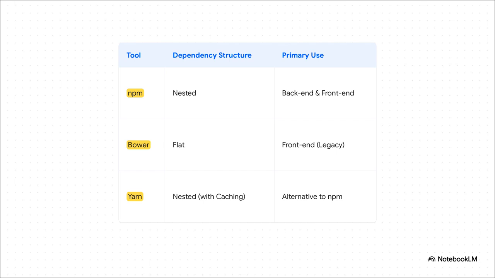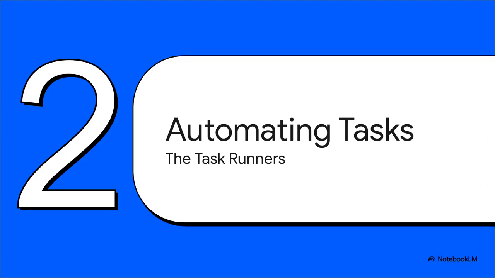What's interesting is how they approach the job. npm, which is kind of the granddaddy of them all, uses what's called a nested structure. So if 2 of your libraries need different versions of another library, no problem. npm just installs both. Bower, which you won't see much anymore, did the opposite. It had a flat structure, which meant you had to figure out those version conflicts. It was a headache. And then Yarn came along as a faster, more reliable alternative to npm, with cool features like offline installs.